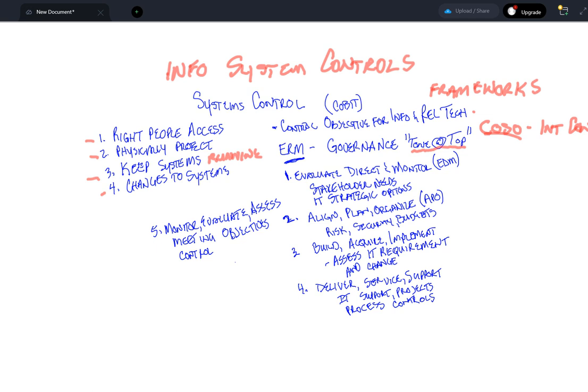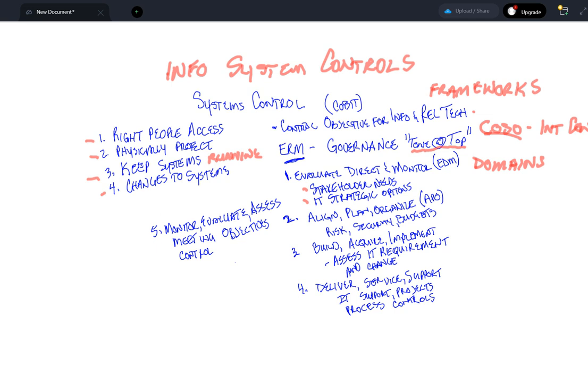accountable is the business. So when we talk about COBIT, there are basically 5 domains, and that's what these are, domains. And when we say a domain, this is an area in the business where these domains operate, or an area in the system. So we've got to evaluate, direct, and monitor, or EDM. In this domain, we're concerned with stakeholder needs and IT strategic options. What options do we have?